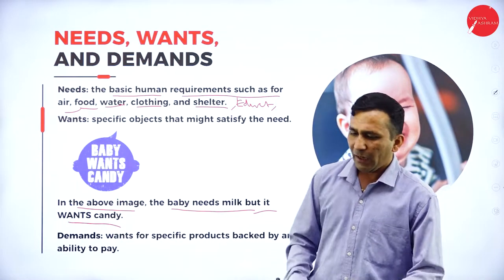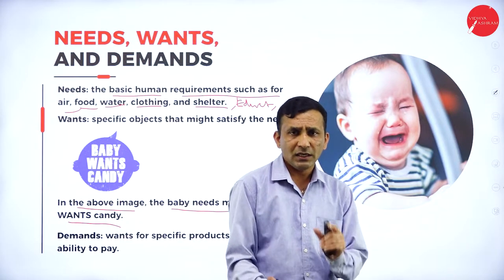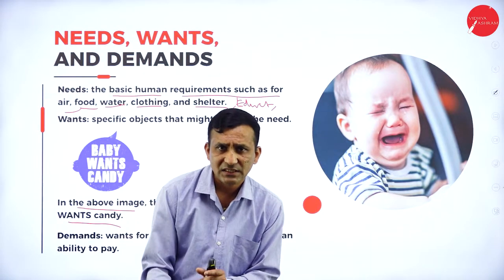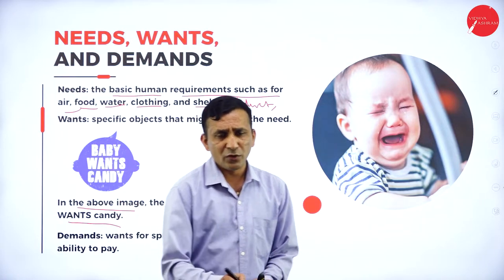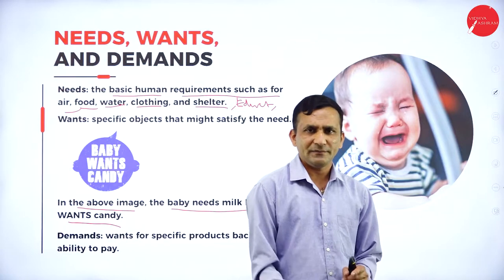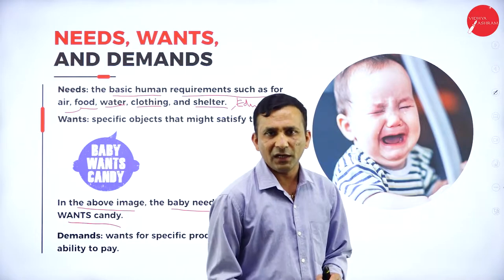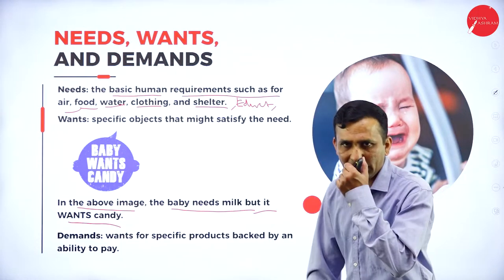Okay, but if you keep on the table one milk glass and one Coke glass, otherwise a Coke bottle, suppose the baby identifies both products. Okay, but if the baby gives priority to Coke, showing with a finger towards the Coke, so obviously it is a want, right?